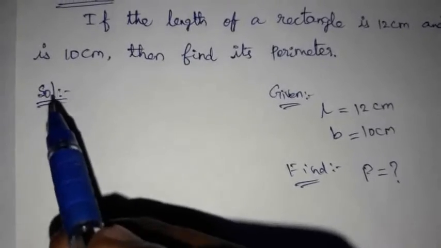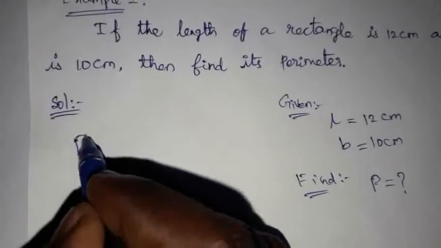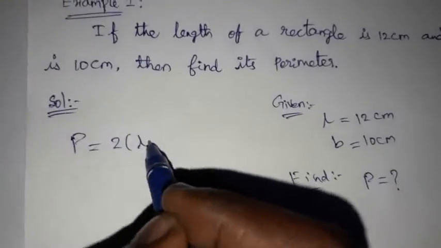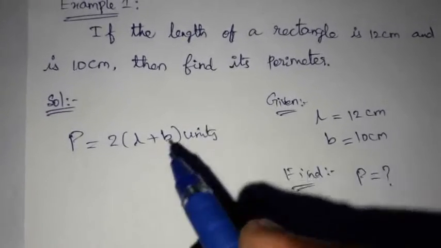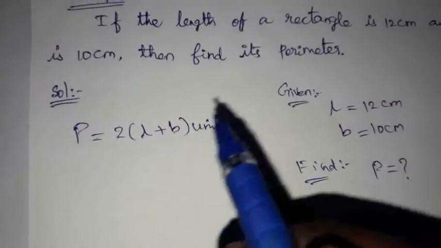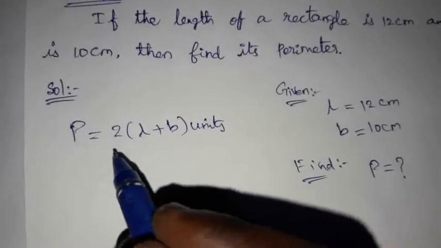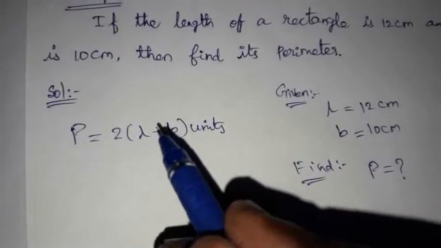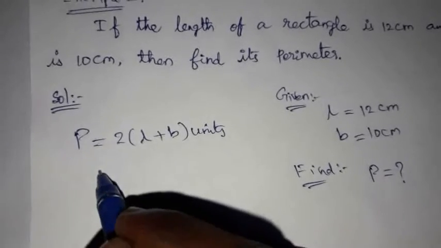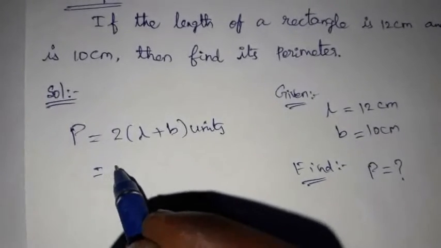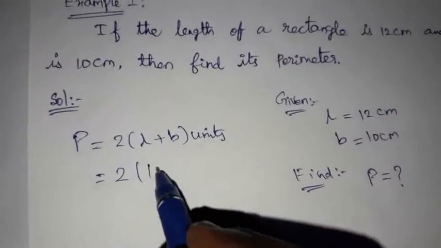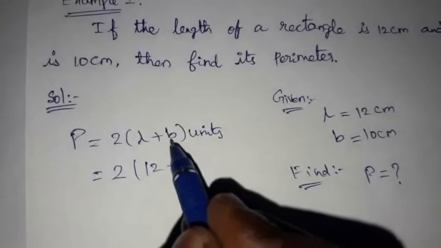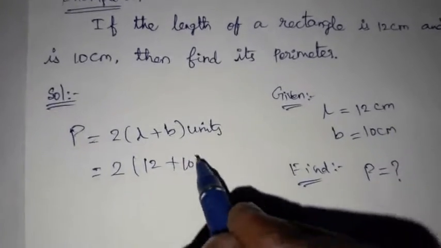To find the solution, we have to write the formula of the perimeter of a rectangle. Capital P equals 2 into (L plus B) units. This is the formula of the perimeter of a rectangle. Now we have to substitute the value of L and B. You have to write 2. Next, what is the value of L? L is 12 cm, plus what is the value of B? B is 10 cm.